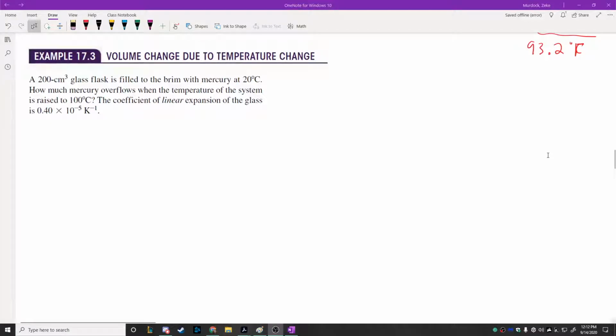All right, so this is Physics 1B for September 14th. We're going to start off by talking about this problem that we had before the break.